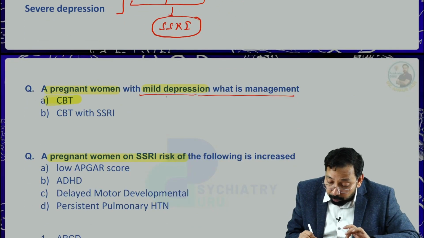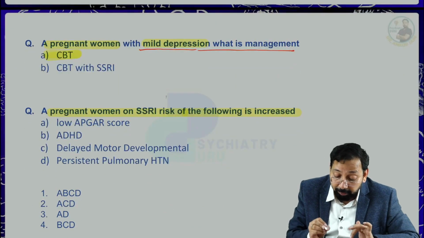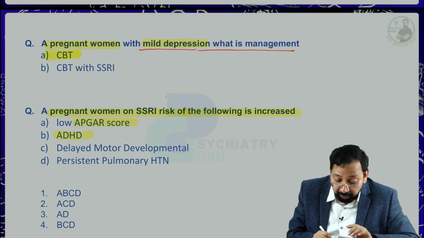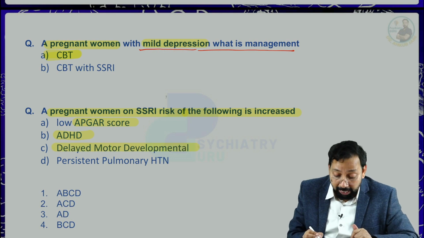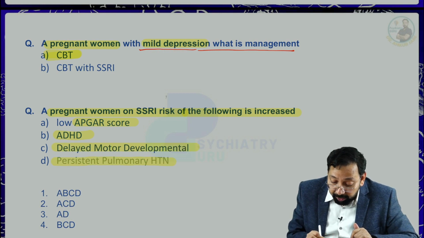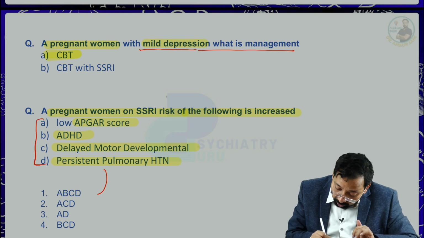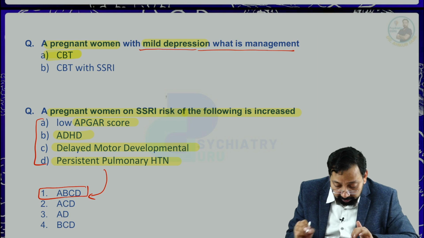SSRI, risk of the following is increased. We found that in pregnant women on SSRI, low APGAR score chances are there, ADHD chances are there, delayed motor development, persistent pulmonary hypertension, all these are risks. So the answer is ABCD. Just mug it up.